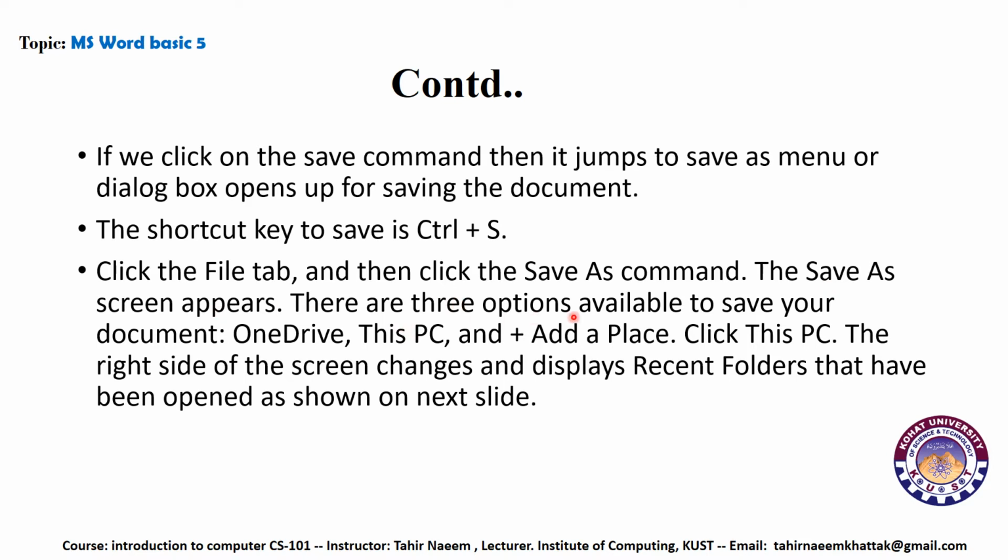There are three options available to save your document. So basically, whenever we click on file, then click on save as command, three options appear before us: OneDrive, this PC, plus Add a Place. Click this PC. The right side of the screen changes and displays the recent folders that have been opened, as shown in the next slide. So basically, if you click on browse or click this PC, then the recent folder in which we are storing our document will pop up.